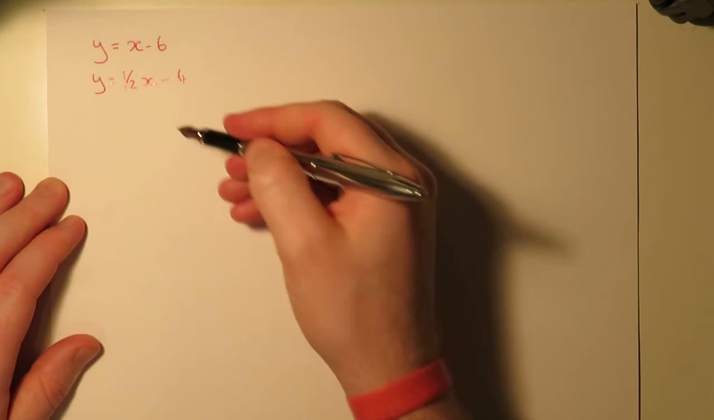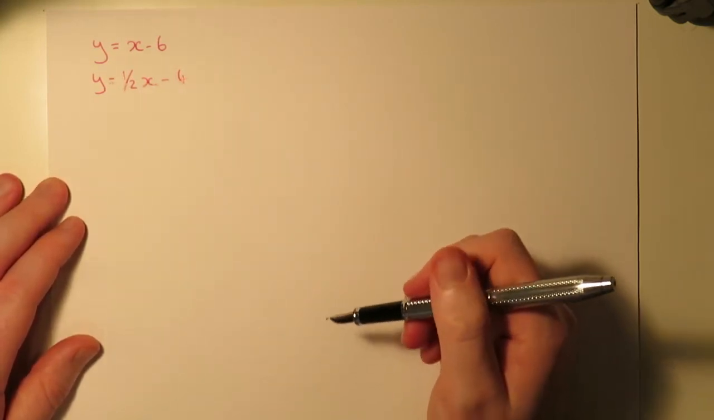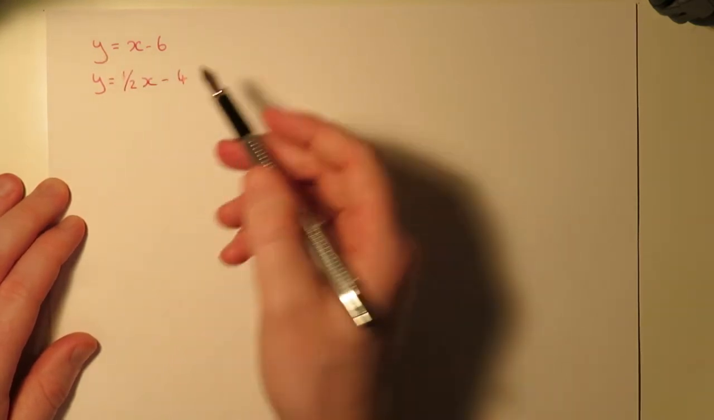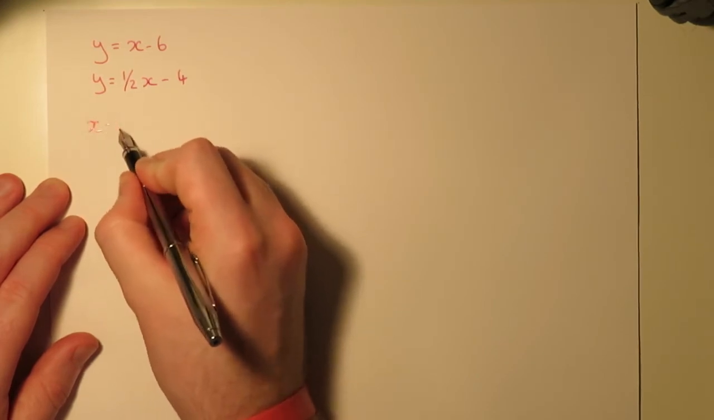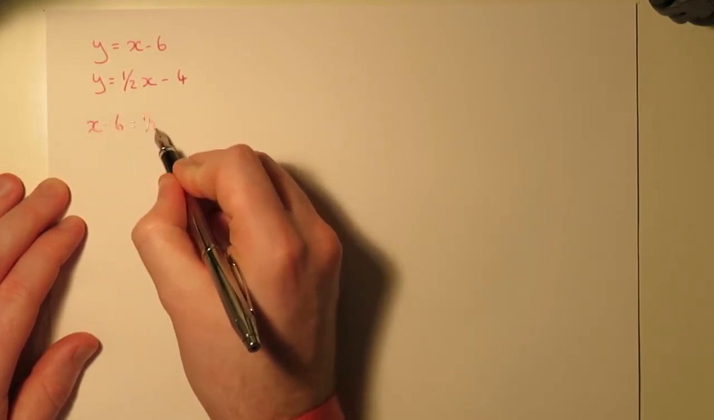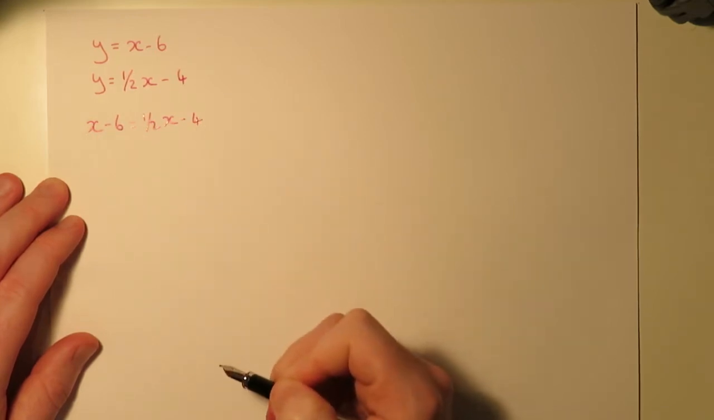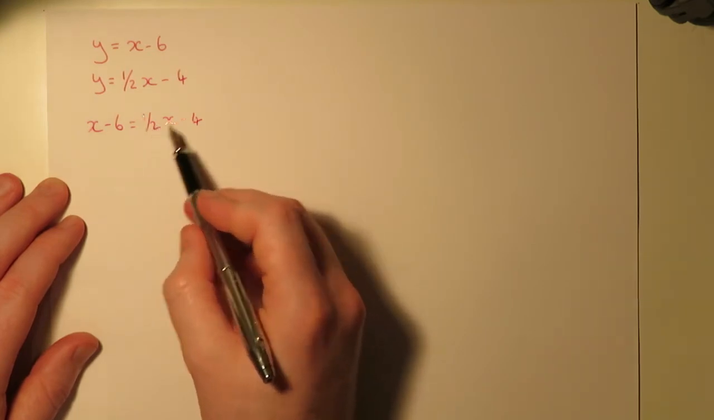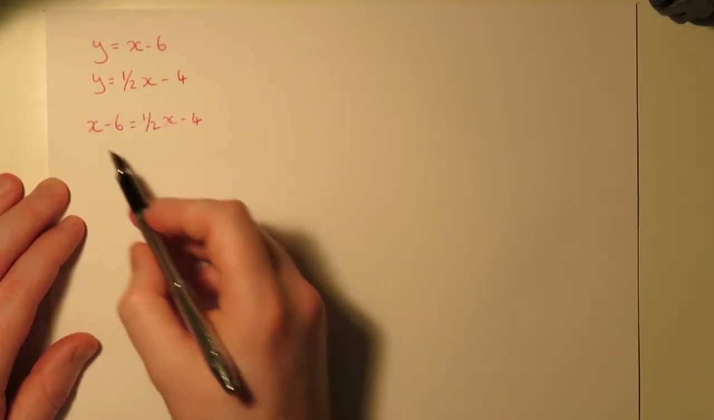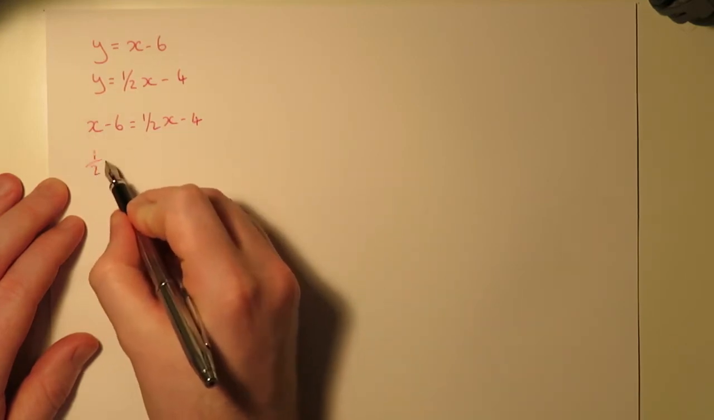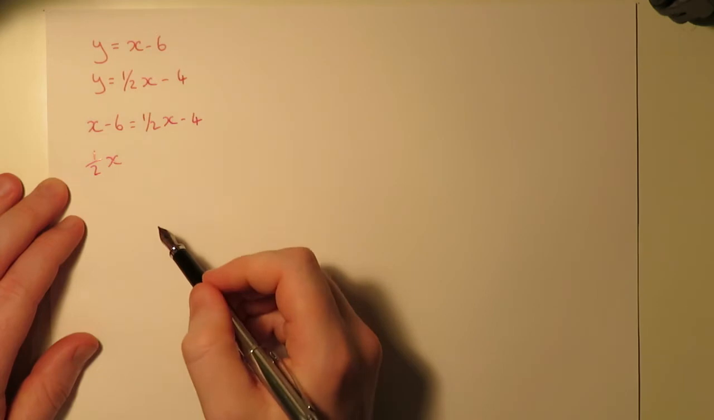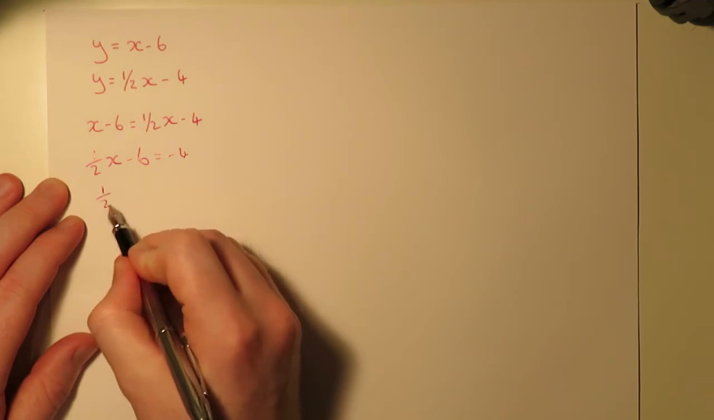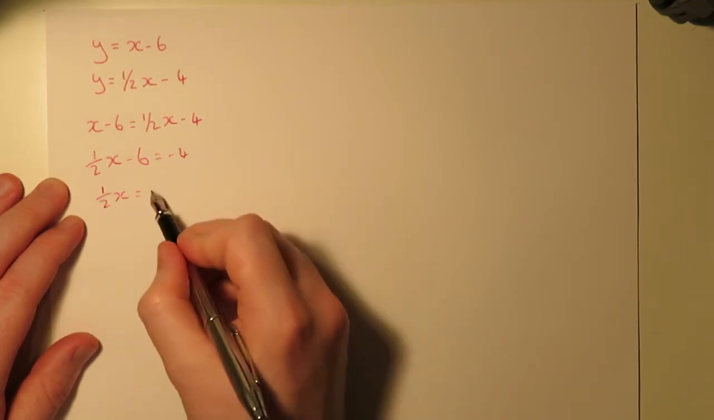Okay, so this one works the exact same as the last couple of examples. You can do it the same way. You can say y is equal to this, y equals this. Quite straightforward. x minus 6 is equal to a half x minus 4. If we subtract this half x off both sides, x subtract half x is 1 half of x, minus 6 is equal to minus 4, and then if we plus 6 onto both sides, a half x is equal to minus 4 plus 6, which is 2.